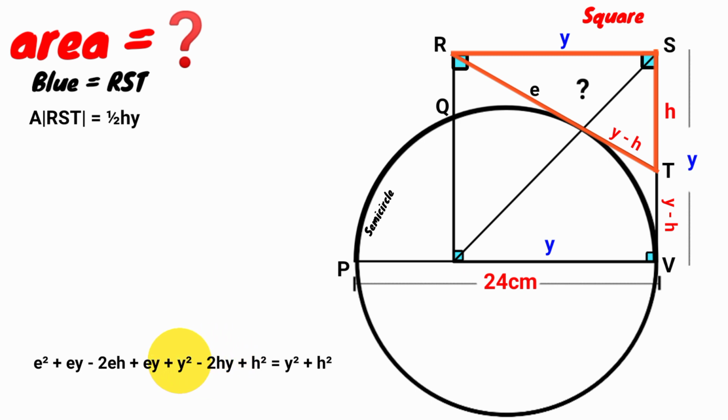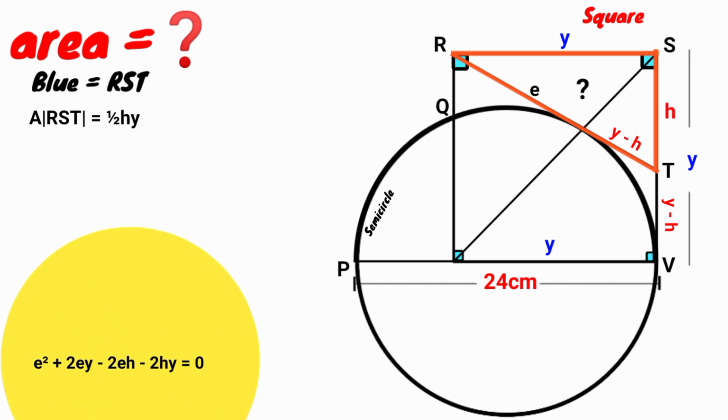This Y squared will eliminate this on the right. This H squared will also eliminate this on the left. So E squared plus 2EY minus 2EH minus 2HY equal to 0. Here, minus 2EH minus 2HY, minus 2H can be factored out. So it is minus 2H into bracket E plus Y. Take minus 2H into bracket E plus Y to the right. So E squared plus 2EY equal to 2H into bracket E plus Y. Keep this equation aside for now.